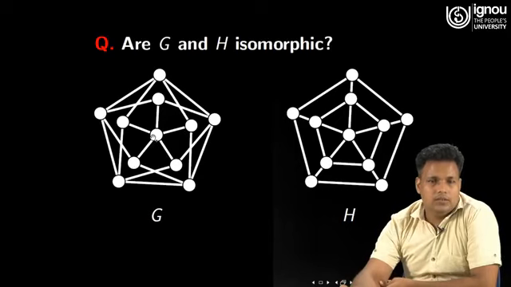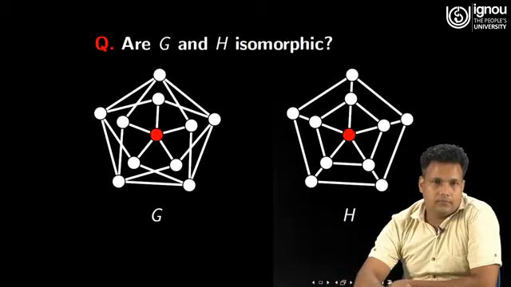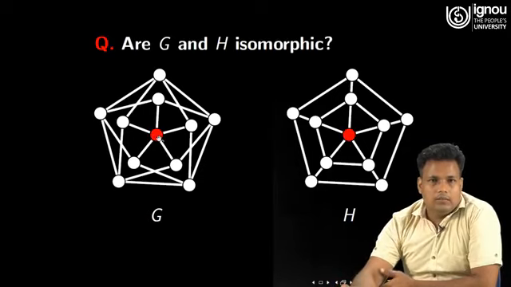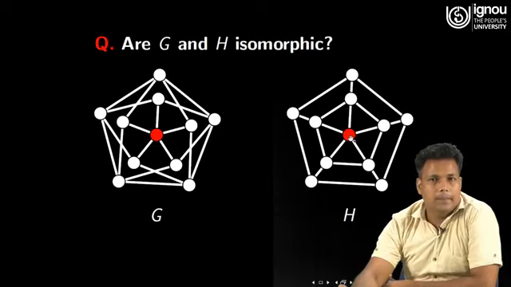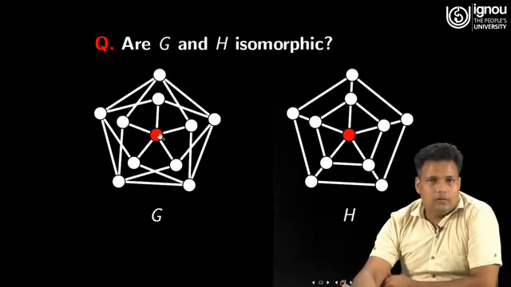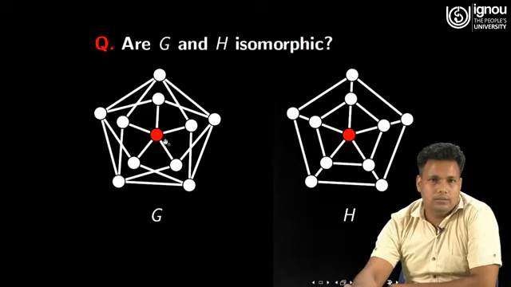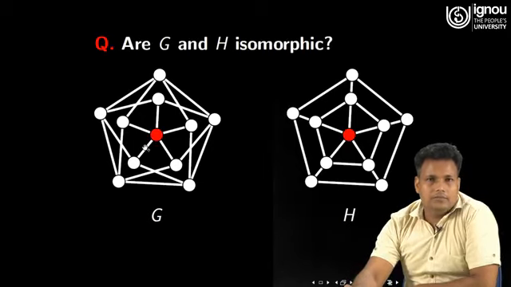For instance, just consider these two vertices, the central ones, because they are the unique vertices. G has only one vertex of degree 5 and H also has one vertex of degree 5. So any isomorphism between G and H would map this vertex to this one, right? So that means if we remove these two vertices, the remaining subgraphs should be isomorphic.